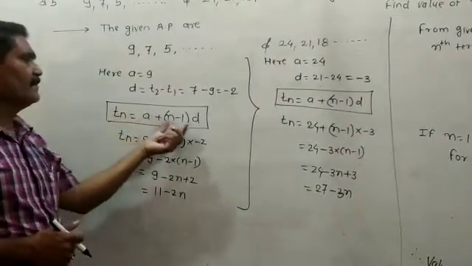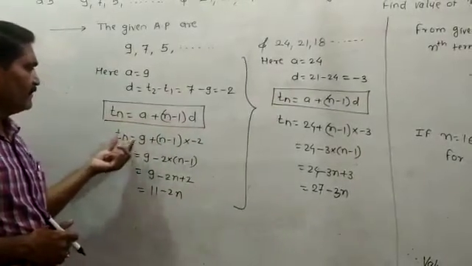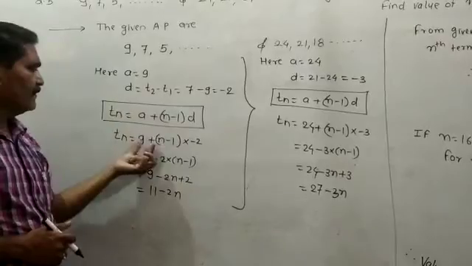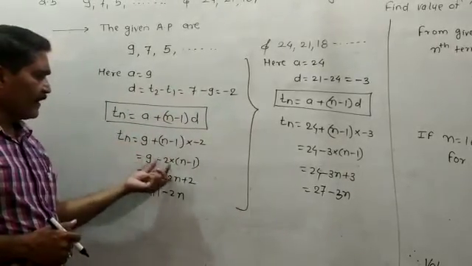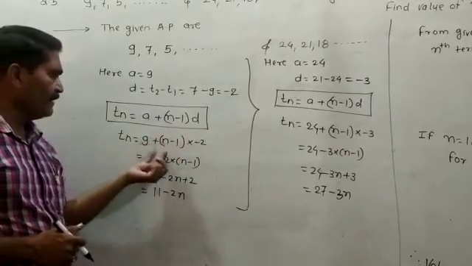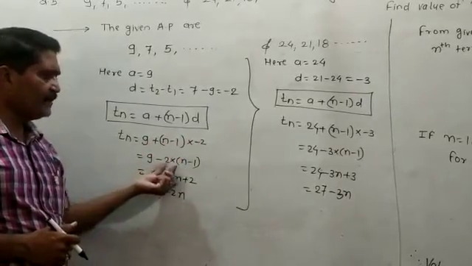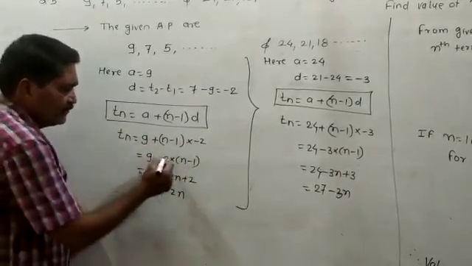Tn is equal to A plus n minus 1 into D. Tn is equal to A value is 9, plus n minus 1 into D value is minus 2. This bracket you have to solve. Plus multiplied by minus is equal to minus, so 9 minus 2 multiplied by n minus 1. You have to use the distributive law.